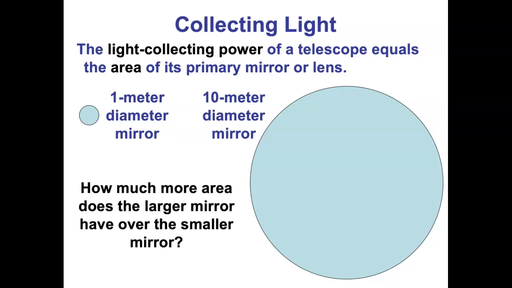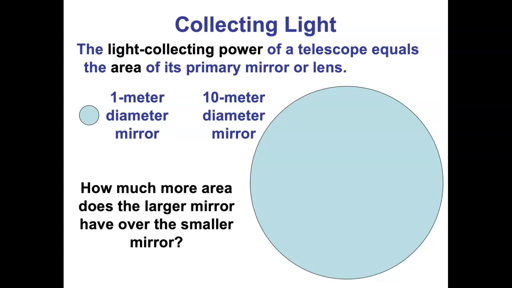So if you have a 1 meter mirror and a 10 meter mirror, how much more area does the larger mirror have? Well, that 10 meter mirror has 10 times the diameter of the 1 meter mirror. If it has 10 times the diameter, how much more area does it have? Well, the area of a circle depends on the diameter squared, right? The area of a circle depends on the diameter squared, or the radius squared.